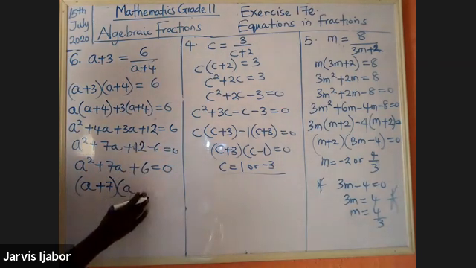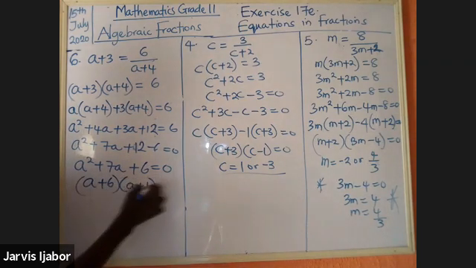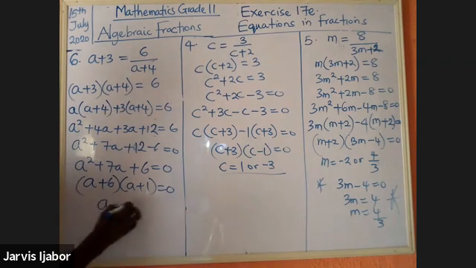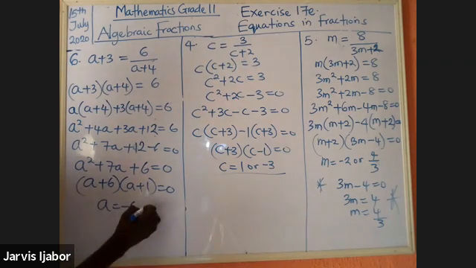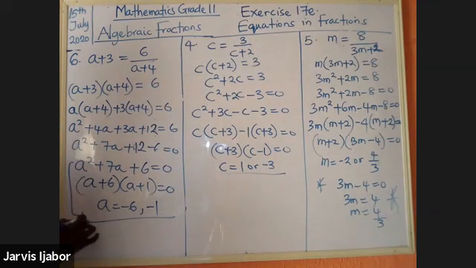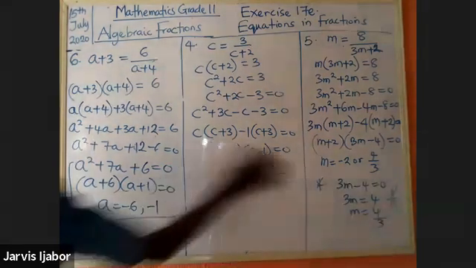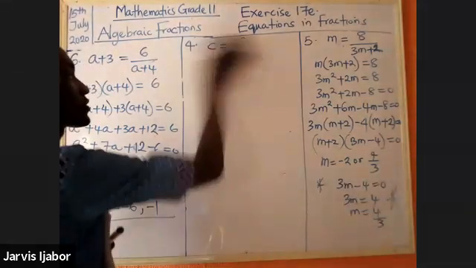So this will be a plus 6 into a plus 1. A will be equal to minus 6, comma, minus 1. So use your sum of roots and product of roots and factors to find out why that answer is correct. So that's for question 6. Let's go to question 7.